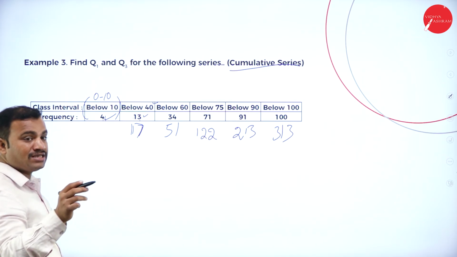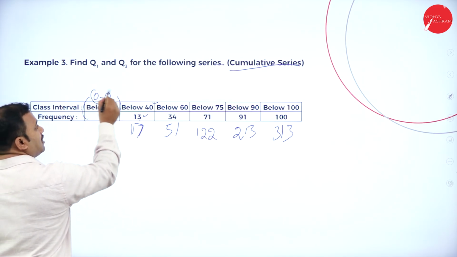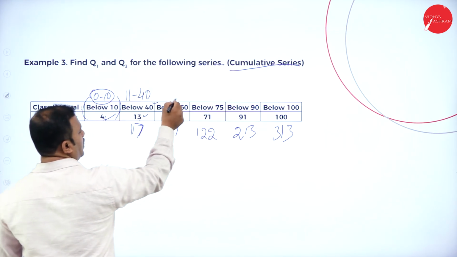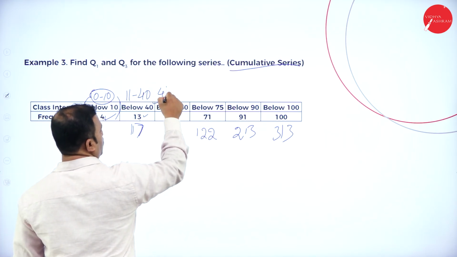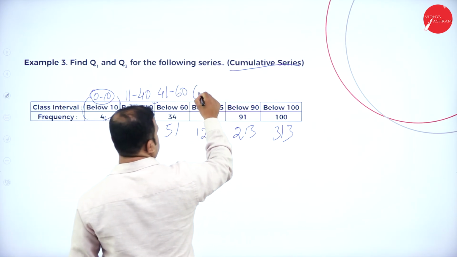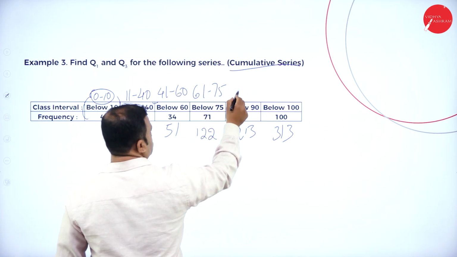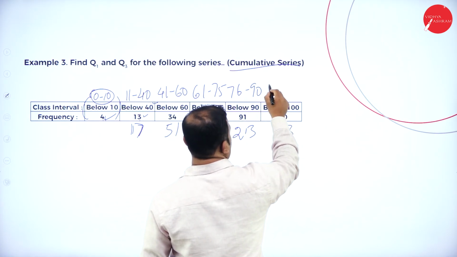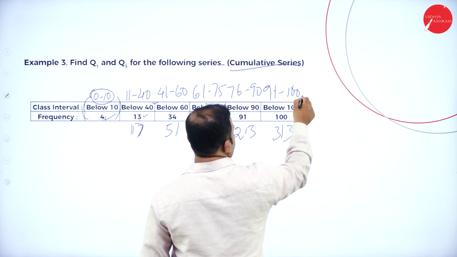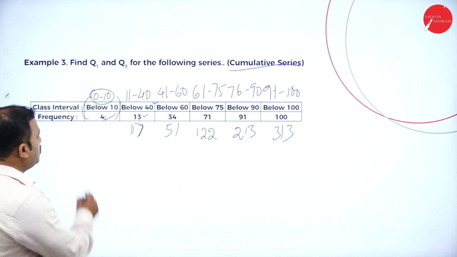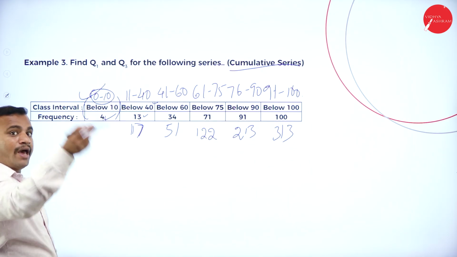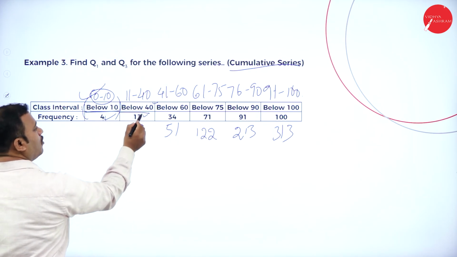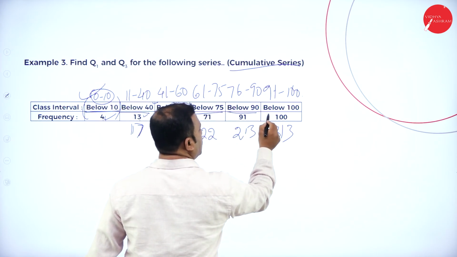But in this case, we are not mentioning the ranges like this, that is 0 to 10, 11 to 40, we have these 13, then 41 to 60, we have these terms, then 61 to 75, then 76 to 90, then below 100 means 91 to 100, that is 100 terms are there. So, if this was given, that would have been the methodology. But in this case, they are considering only below 10, below 40, below 60, below 75, below 90, below 100.